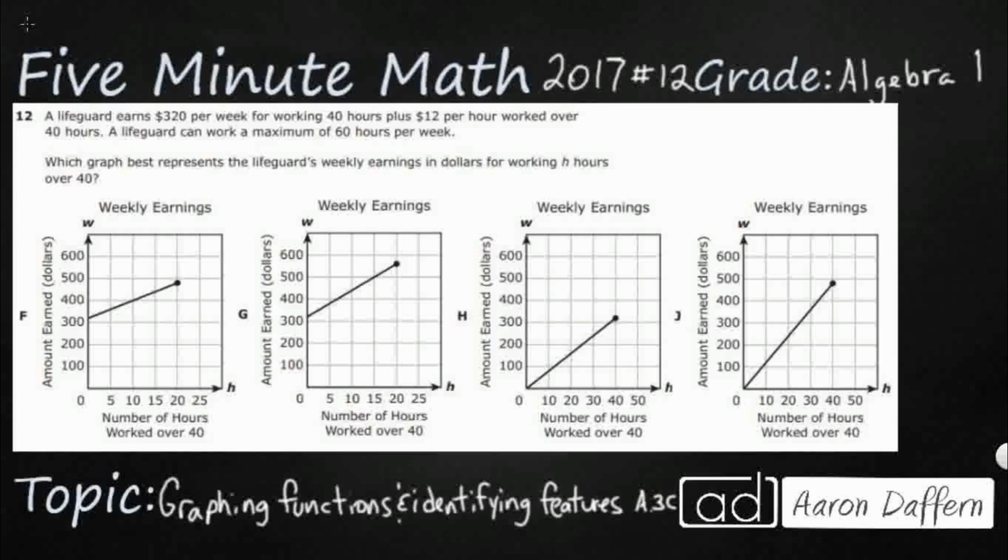So we have a lifeguard that earns $320 per week for working 40 hours. So honestly, if we're just interested, looks like that's going to be $8 an hour. Okay, so not much above minimum wage there. Plus $12 an hour working over 40 hours, all right?